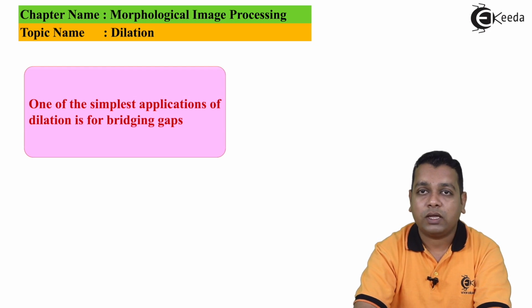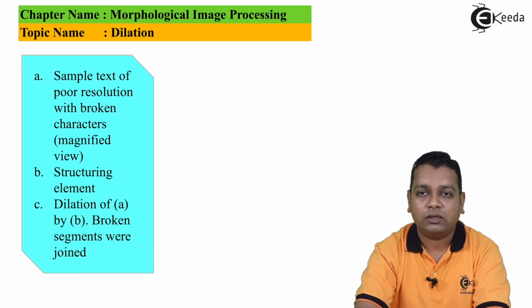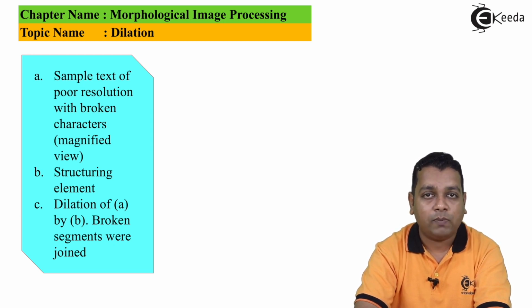Now let us talk about an example using the dilation process. One of the simplest applications of dilation is bridging gaps. Here we take figures A, B, C and D. First, this portion is a sample text of poor resolution with broken characters, and here we have the magnified view also. In the word year, Y-E-A-R, we have taken the two letters E and A.